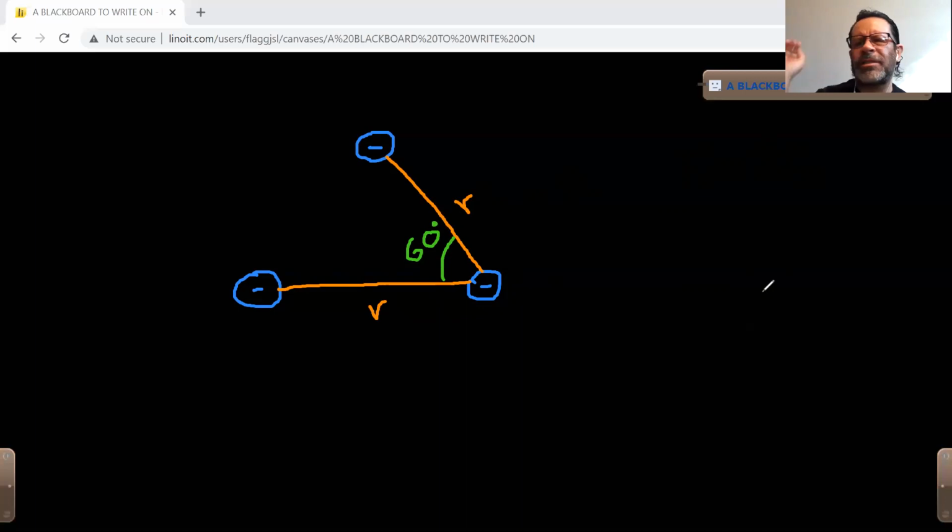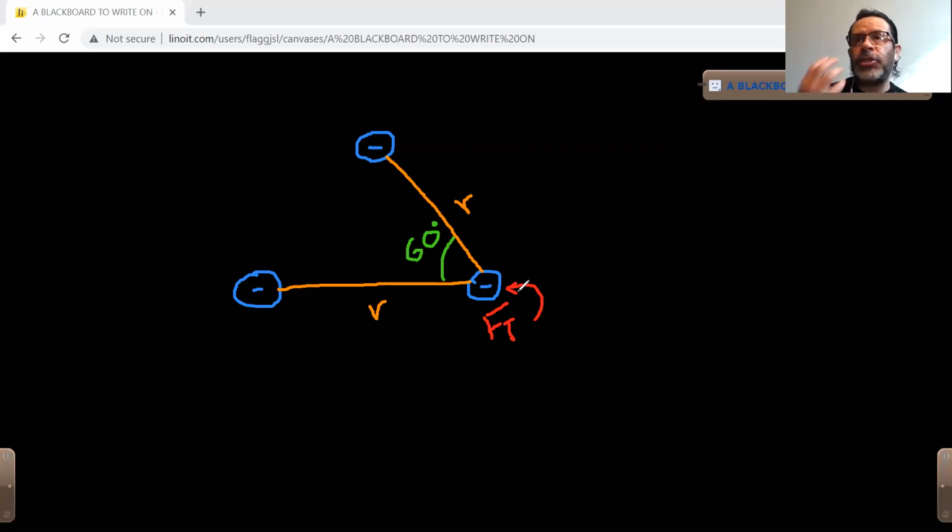I'm just putting 3 charges in space. Okay? I want to know what is the total force that's being exerted on this charge. Or in other words, is there a force on that charge? And if there is, where is it trying to move the charge? Why would there be a force?